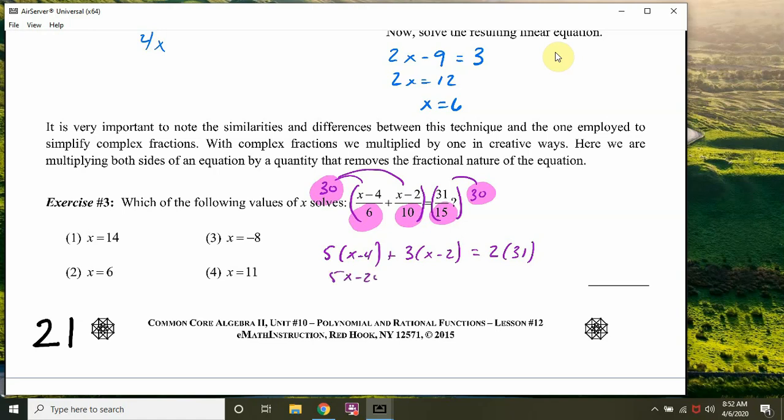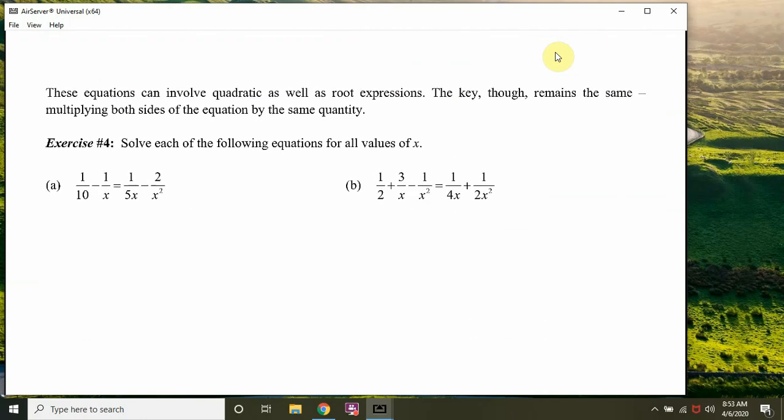5x minus 20 plus 3x minus 6 equals 62. All right, 5x and 3x is 8x. Negative 20 minus 6 is negative 26. We'll add the 26 to both sides. And that gives us 88, so it looks like x is going to be 11 here, choice 4. Okay. All right, moving on.